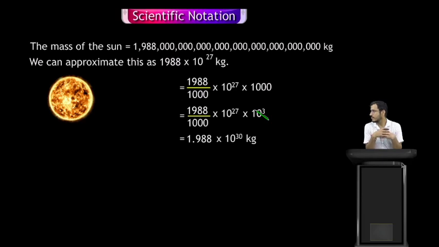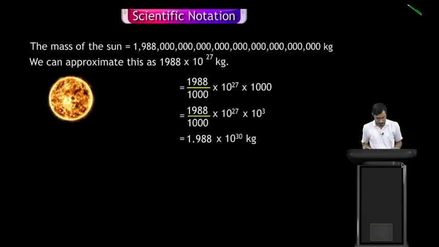Yes, so the mass of the sun, we can approximate this as 1.988 into 10 to the power 27 kg, or we can write 1.988 into 10 to the power 30 kg. Okay, so that is the scientific notation, the exponential form.